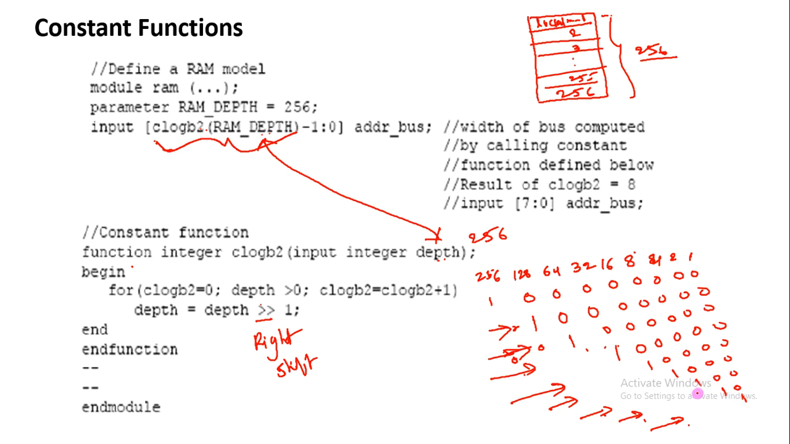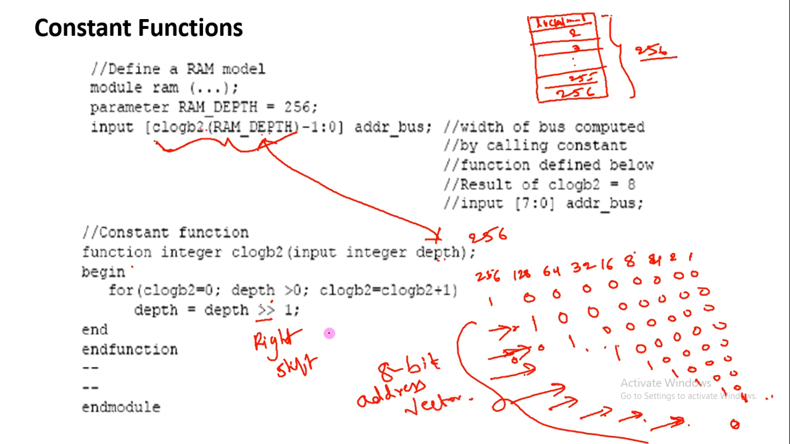Now 8 times it is shifted. Now what happens when I shift it? It is 0. Now you come here: depth is equal to 0, and 0 greater than 0 will not execute. Hence, no more shifting happens after 8. So it will decide that it needs an 8-bit address vector.